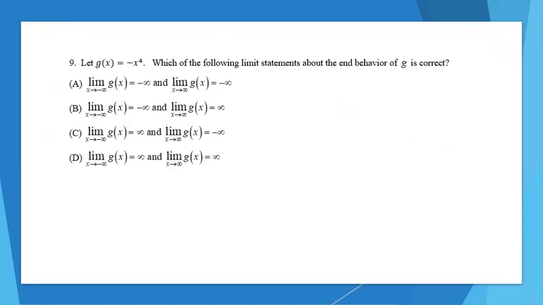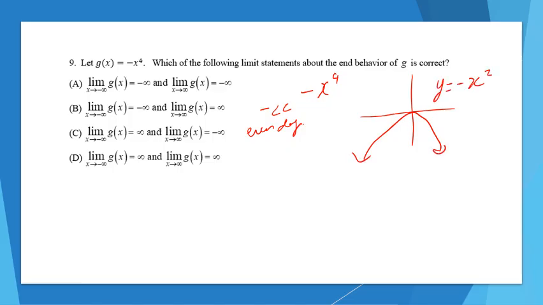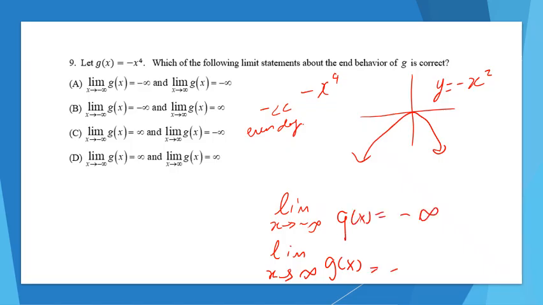All right, number 9. Let the function g of x equal -x to the fourth. Which of the following is correct about the end behavior? So let's take a look. This has a negative leading coefficient and an even degree. So this is going to behave like y equals -x squared. So it should behave like this. If we write our two limit statements, this should be the limit as x approaches -infinity, and then our other one would be the limit as x approaches positive infinity of g of x equals, and these are both going down, so they're both going to -infinity. So A should be our correct answer there.